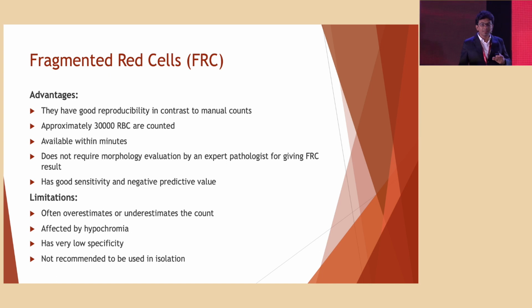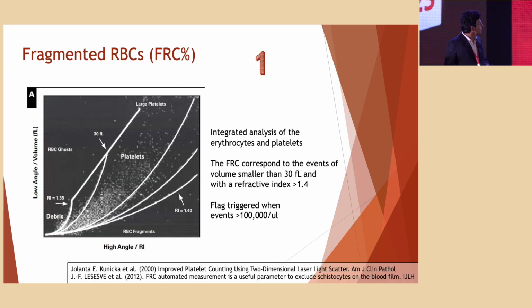Coming to automation, that is fragmented red blood cells. They have a lot of advantages. There is good reproducibility. It counts a lot of cells. It is available within minutes. It does not require an expert to report. And it has good sensitivity and negative predictive value. So this is important. But it has limitations: it often overestimates or underestimates the count, and this is quite well known. It is affected by hypochromia. It has low specificity, and it is not recommended to be used in isolation.